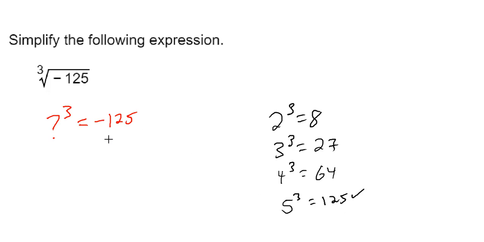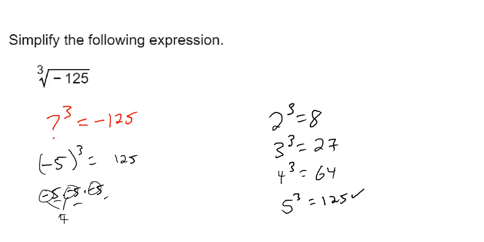But we want it to be negative. So the question is, if I put a negative here with the 5, and I raise negative 5 to the 3rd power, will that give me negative 125? So remember, to the 3rd power means we're going to multiply this thing by itself 3 times. 5 times 5 times 5 gives me the 125. Negative times a negative times a negative. Well, 2 negatives together become positive, and then multiplying that by another negative means this answer will indeed come out negative. So the answer we're looking for here is negative 5.